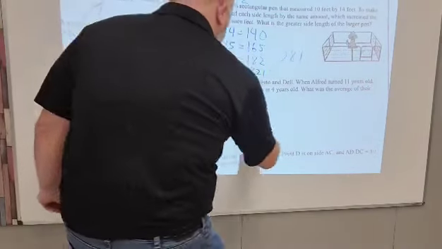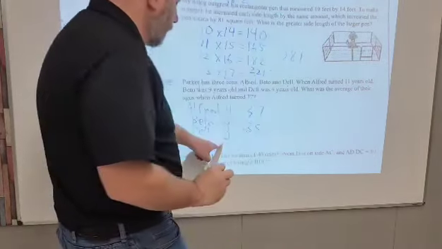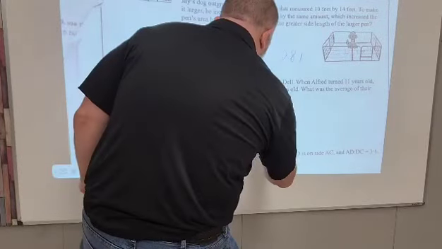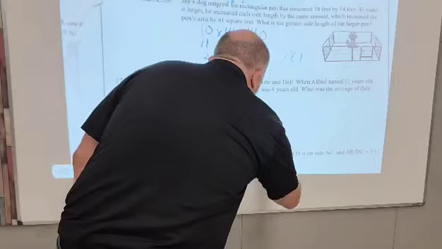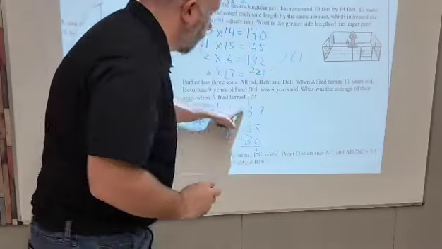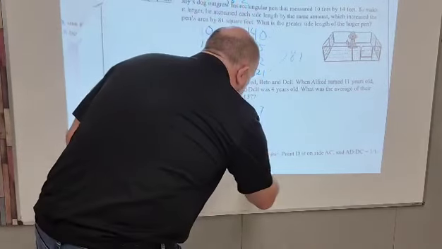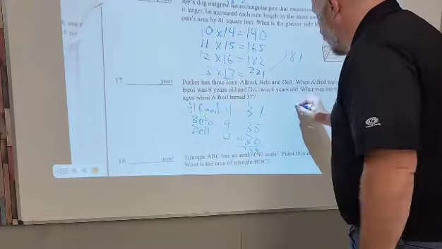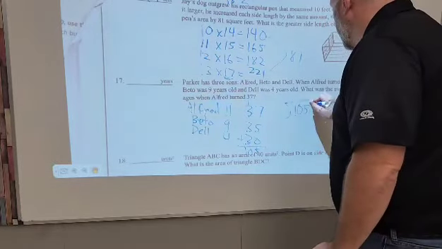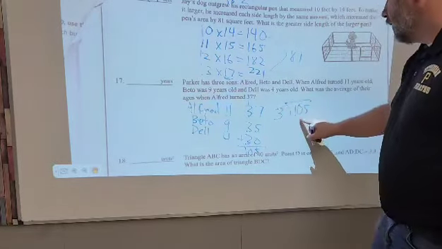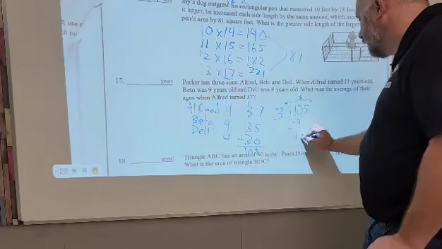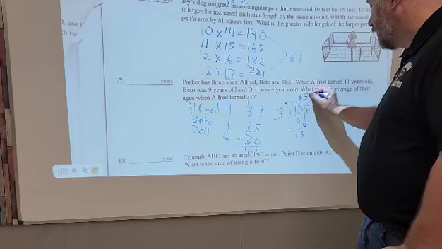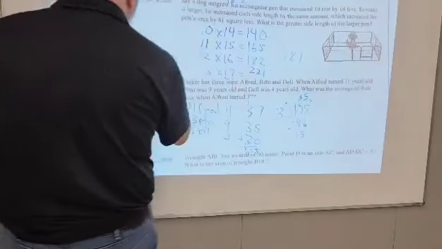26 plus 9 is 35. 26 plus 4 is 30. So we have to add them up. 37 plus 35 plus 30 is 105. So we have to divide 105 by 3. 3 goes into 10 3 times. 3 times 3 is 9. 3 goes into 15 5 times. So their average age was 35 years old.